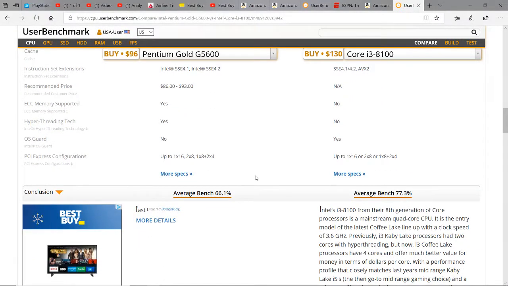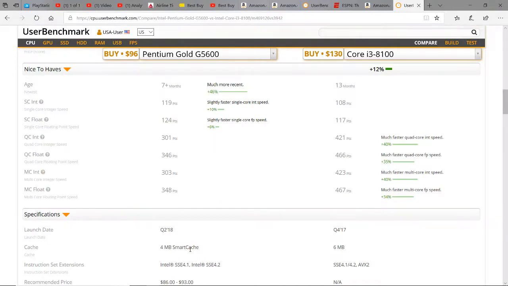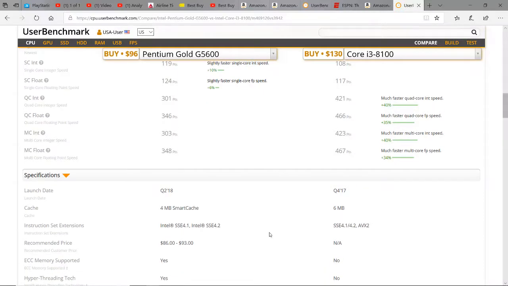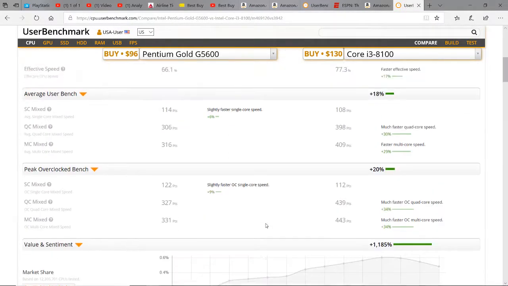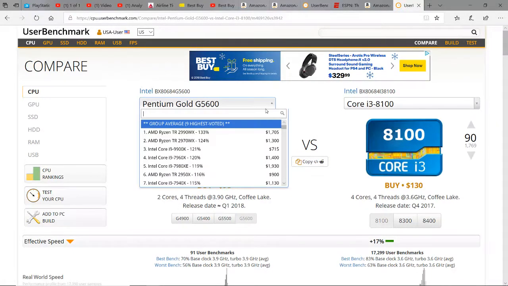Not too much more in here to look at. You see the different caches. Obviously, the bigger this number is, the more effective it's going to be. Alright, so now let's change out the left side to the i5. And I think the base one is, let's say 8400 right there.